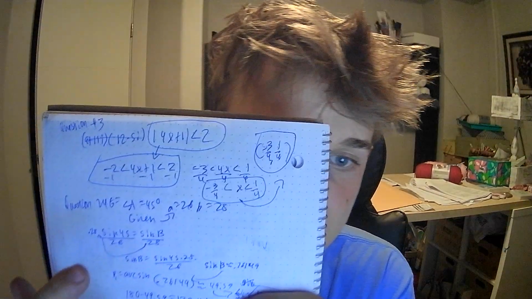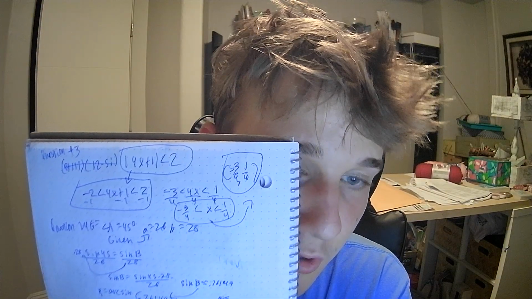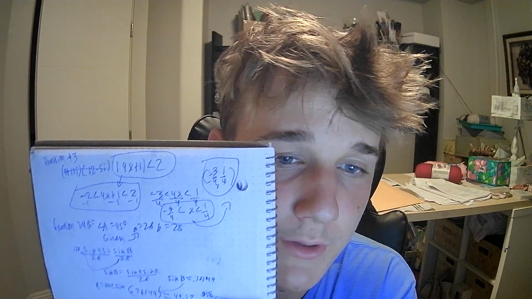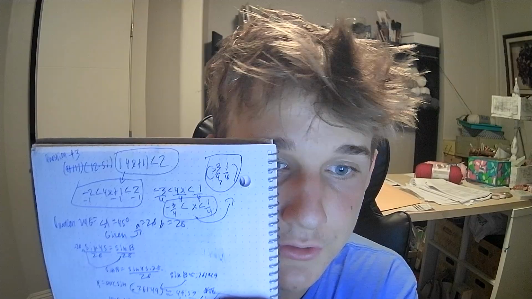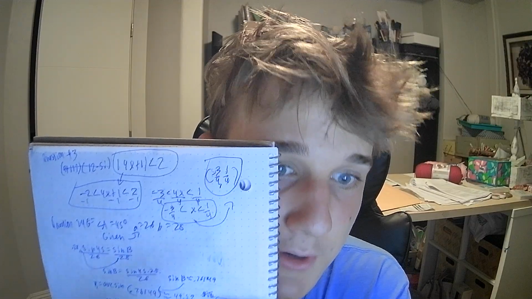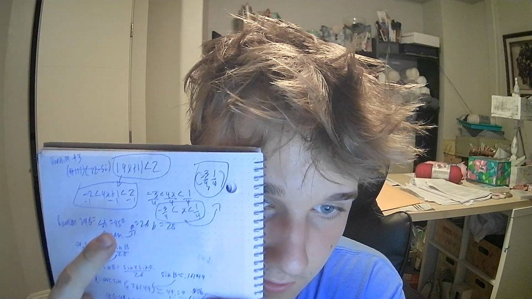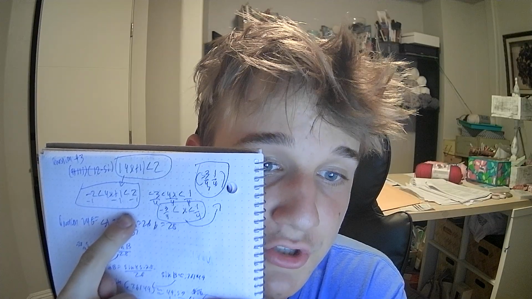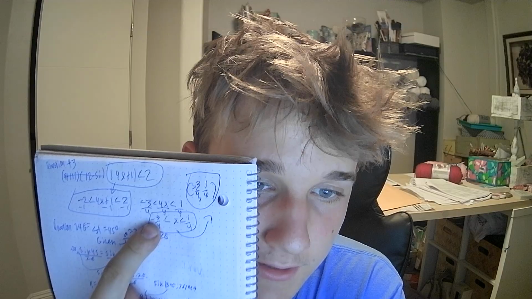So for my number 3, it's the absolute value of 4x plus 1 is less than 2. So I set up a compound inequality right here. So negative 2 is less than 4x plus 1, but 2 is greater than 4x plus 1. So I subtract the 1 over to each side, so I get negative 3 is less than 4x, and 1 is greater than 4x.